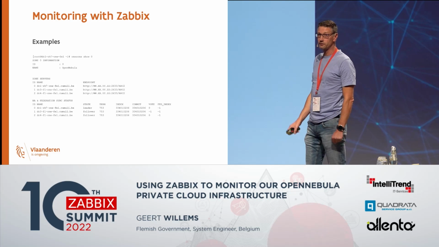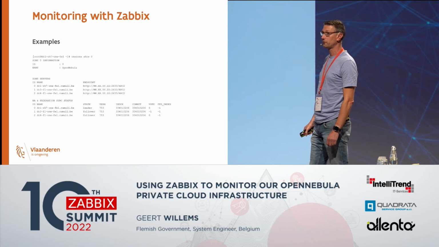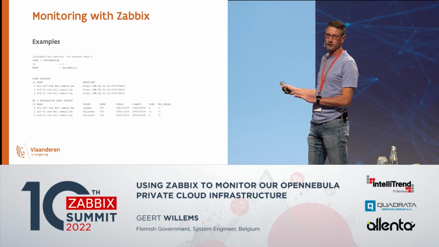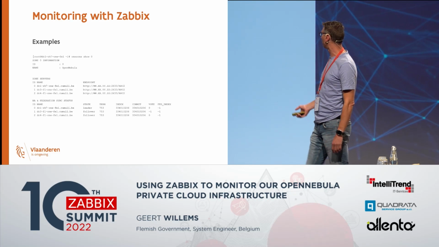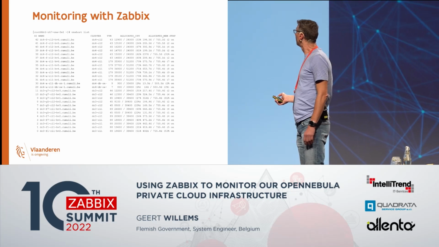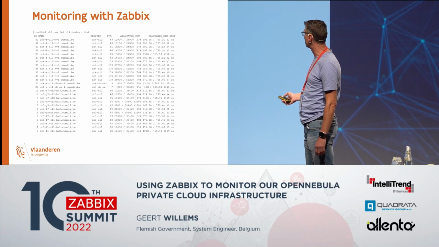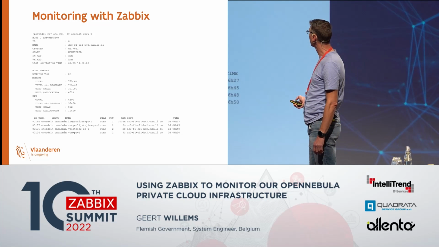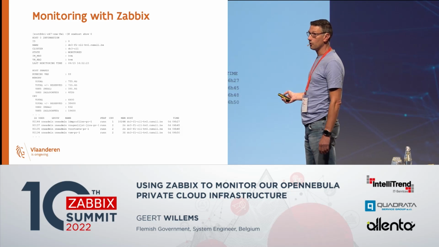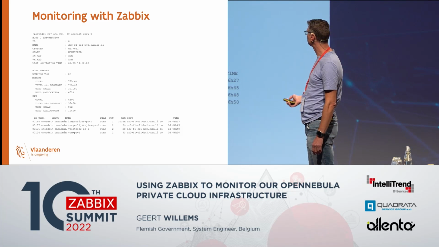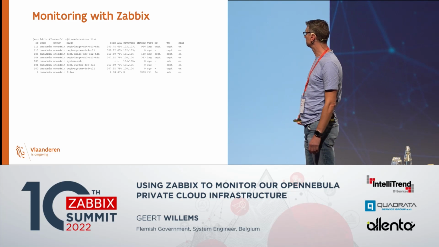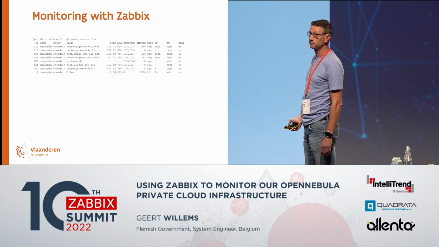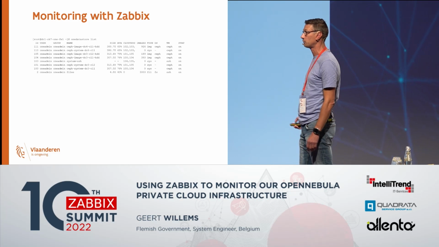Here are a few examples of the output of the CLI commands. I will not go into detail. The state of the frontend, a list of the hypervisors within OpenNebula, one specific host in more detail, details for one specific virtual machine, and here a list of the data stores that we have configured within OpenNebula.